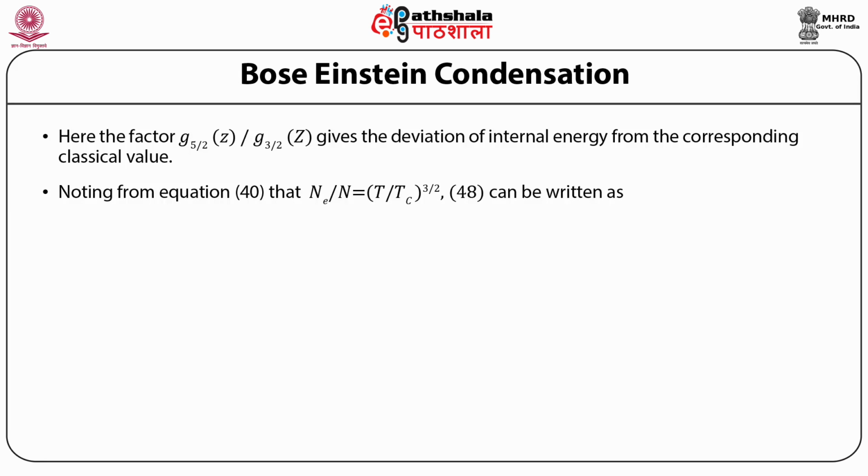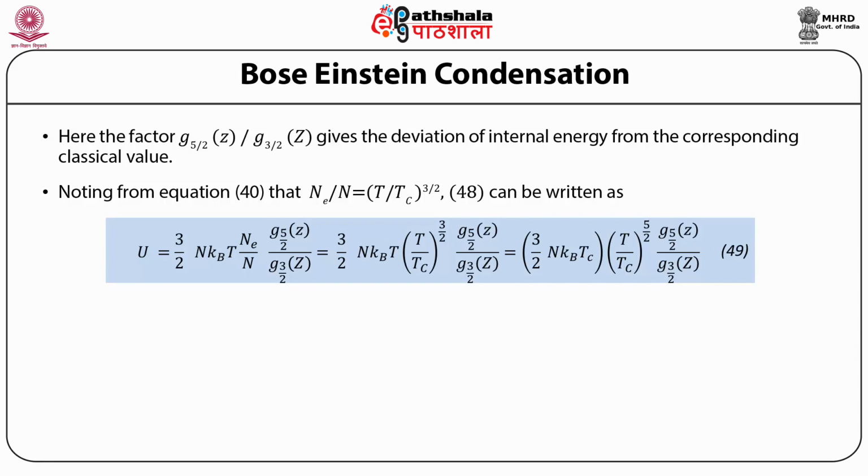Noting from equation 40 that N_e upon n is equal to (T/T_c) raised to power 3/2, equation 48 can be written as U is equal to 3/2 n k_B T (N_e/n) times the Bose integral of order 5/2 divided by the Bose integral of order 3/2, which is equal to 3/2 n k_B T (T/T_c)^(3/2) times the Bose integral of order 5/2 divided by the Bose integral of order 3/2, which is equal to 3/2 n k_B T_c (T/T_c)^(5/2) times the Bose integral of order 5/2 divided by the Bose integral of order 3/2.